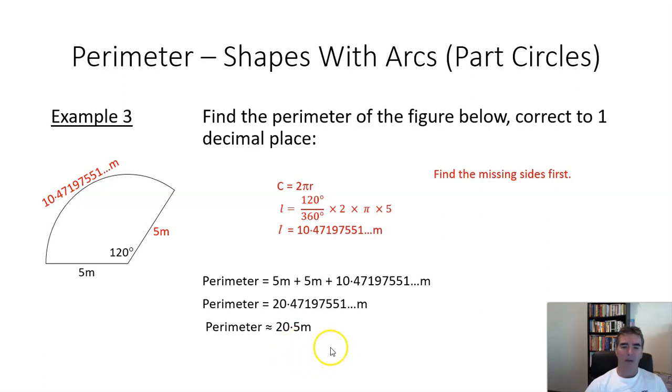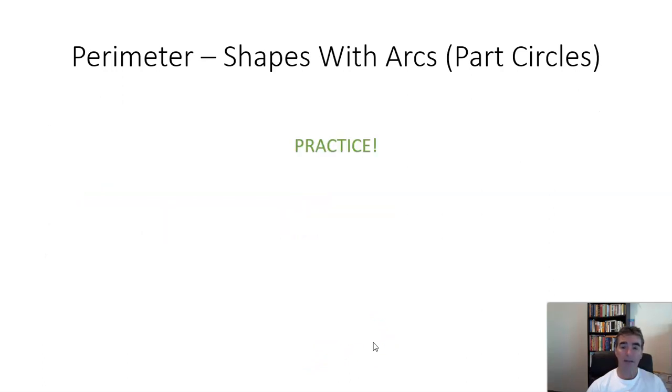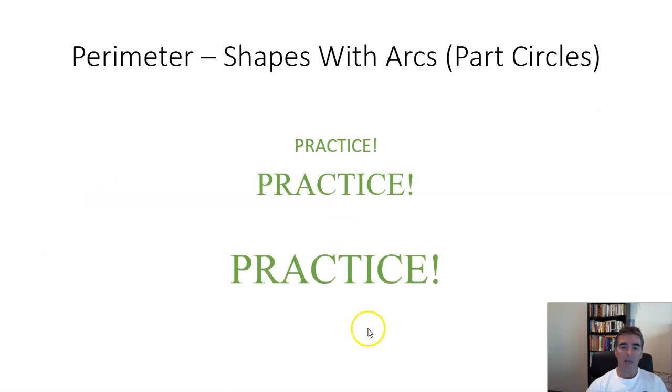So I hope you found these videos useful, especially this one here. So what you now need to do is to practice, and practice some more and practice again. So I've shown you the basics. You will get some more complicated shapes in there, but make sure you just take your time, find the missing sides first, and then total the boundaries, and that will give you the perimeter.